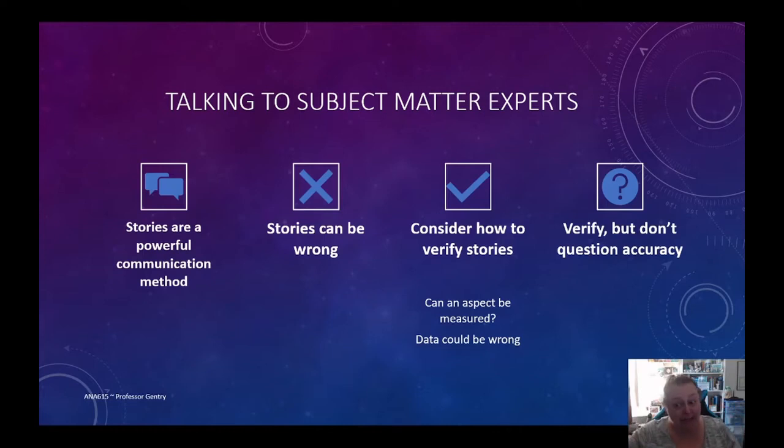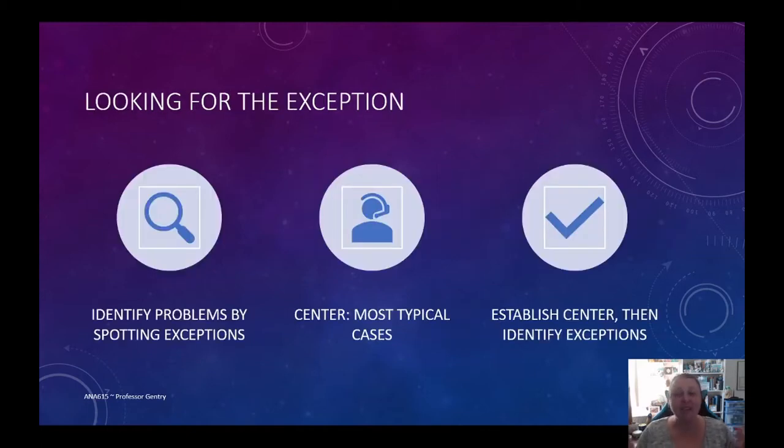So find aspects of those stories that can be quantified or measured, and then verify that your data has been collected accurately. Be careful though not to question the accuracy of that subject matter expert, as you work to verify the data that they gave you. You don't want to discredit someone's story. That is their perspective on something. All you can do is quantify that information that you got out of the story and then verify the correctness of it.